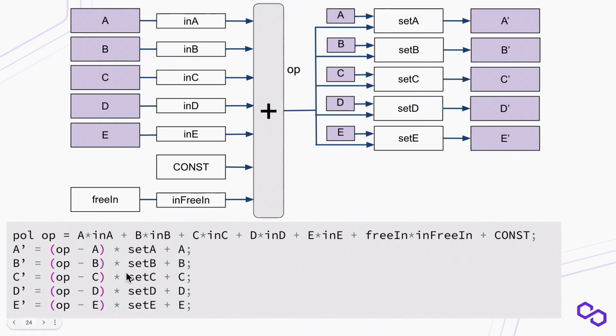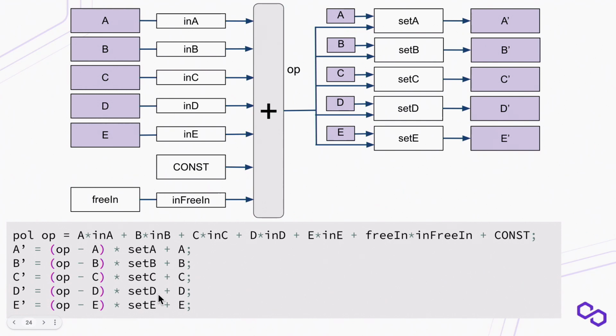And in PIL, how would this look? Well, we generate this intermediate polynomial, which is A times inA plus B times inB. In this case, inA is 1 and the others are 0, so OP is going to be A, and then we are assigning to E, because here, for example, setE is 1, then it's OP minus E plus E, so it's OP, and so it will be assigned. And if it's 0, then we just maintain the last value.